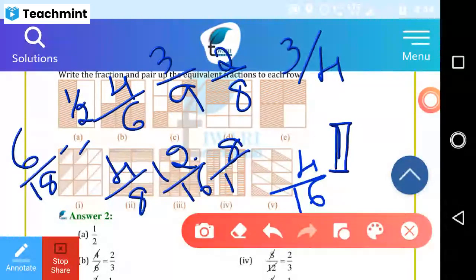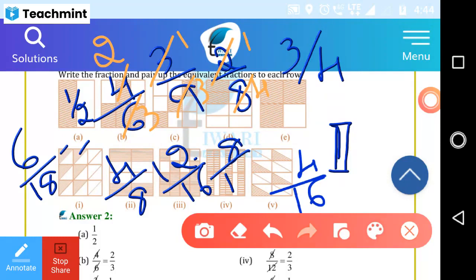So this one you can divide. 2 2s are 4, 2 3s are 6. It means 2 by 3. This one, 3 1s are 3, 3 3s are 9, so 1 by 3. Then this one, 1 by 4. This one we can't divide.